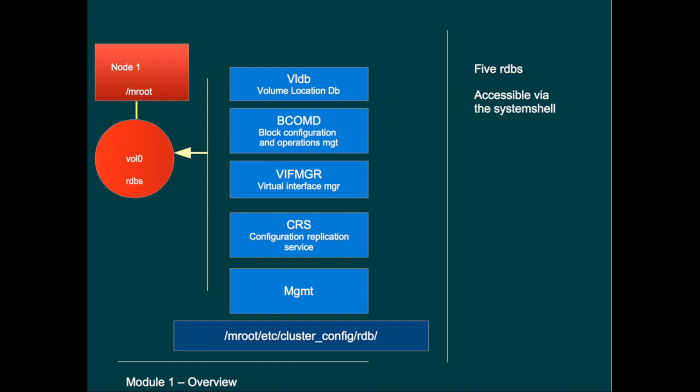The VLDB contains meta information about volumes and aggregates. bcomd, or the block configuration and operations management daemon, has the SAN information, think of iGroups and such. Vif Manager is for logical interfaces and networking. CRS, or the configuration replication service, is for replicating storage virtual machine config to other clusters. And so think of SVMDR, things like that.